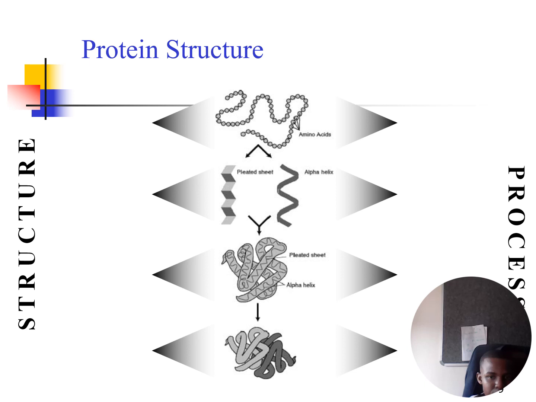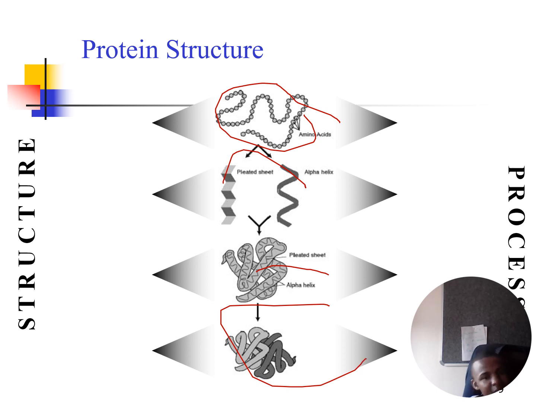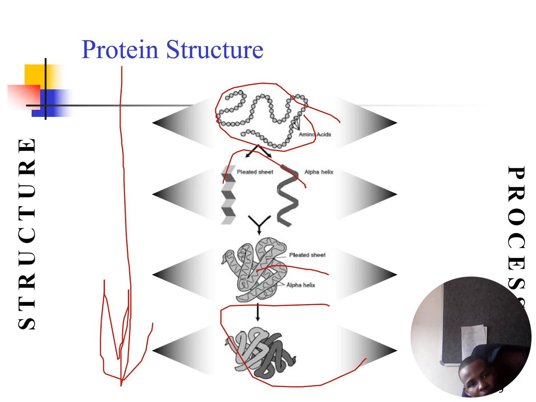The first structure there is the primary structure, this one. Secondary, tertiary, and quaternary. You can see that the complexity of the protein increases going downward through the structures.